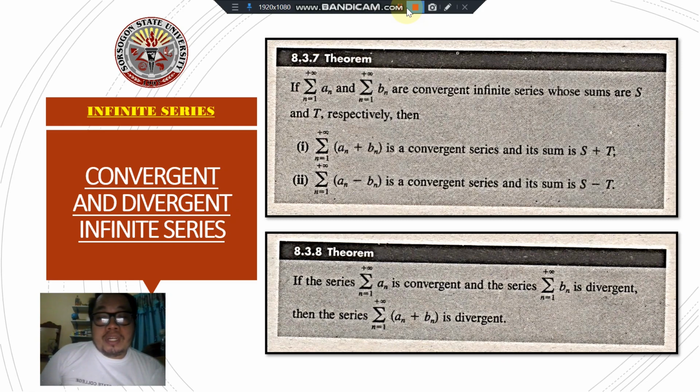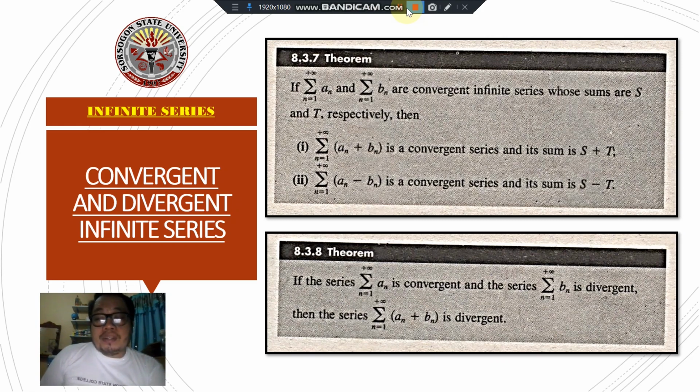Then for number 2, we have the summation of a sub n minus b sub n, where n equals 1 to positive infinity, is also a convergent series, and its sum is s minus t. So that is only true if both infinite series are convergent. So let's have the next theorem.